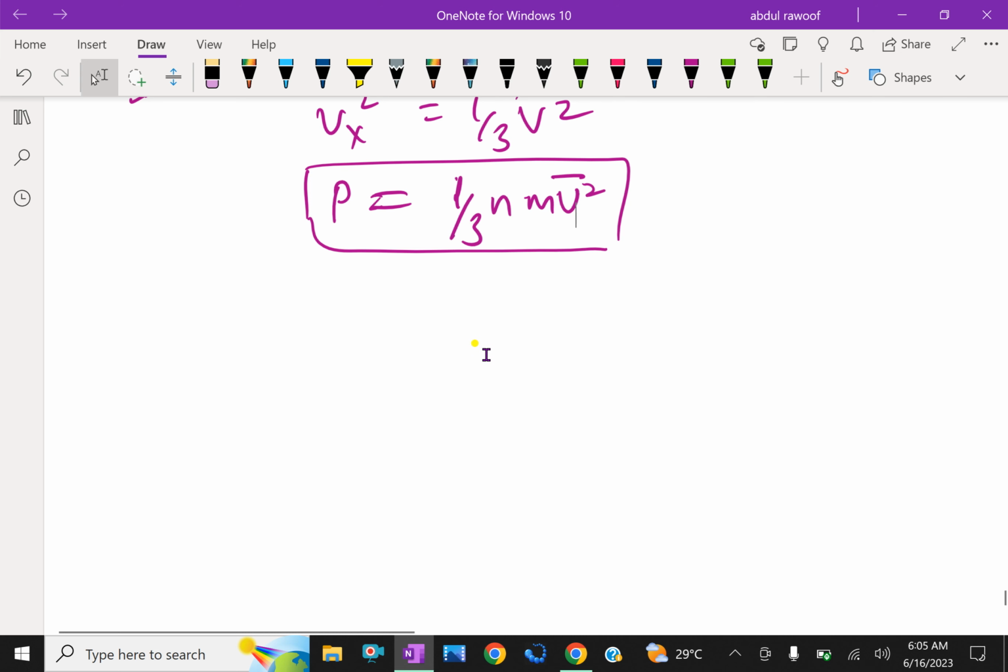So we derived an equation for the pressure of an ideal gas in a container.